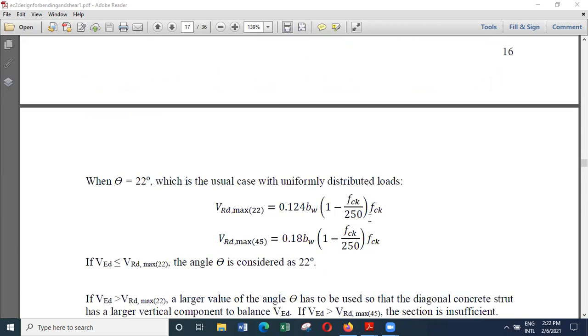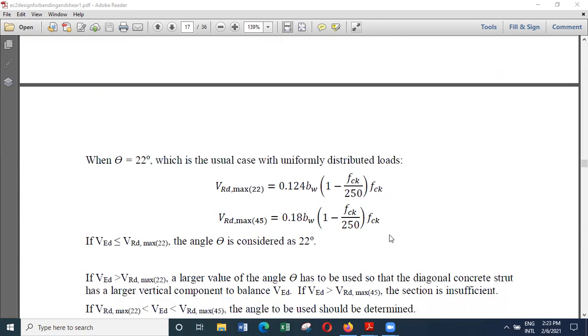So you can get two equations. When the angle is 22, the maximum value is given by 0.124 times this equation. When the angle is 45 degrees, it's given by 0.18 times this equation. So when you are dealing with the problem, most of the time we start by assuming that the angle is 22 or less, which means we can use this equation straight away. And we check the maximum shear against this value.